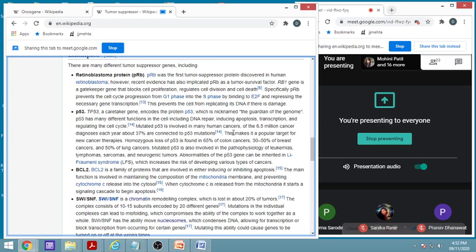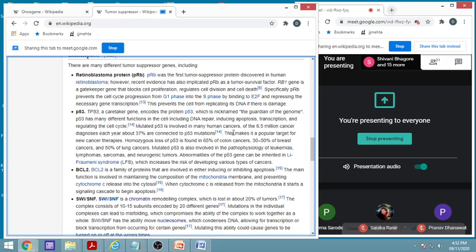Around 6.5 million cancers, 37% are because of p53 mutations. So you can understand how important it is. This makes it a popular target for new cancer therapy. Many drugs are actually being tried towards this p53 protein.